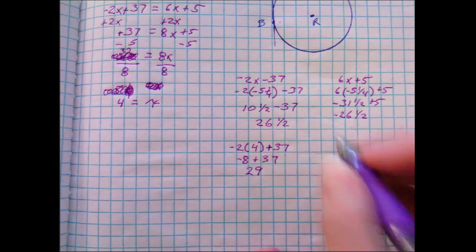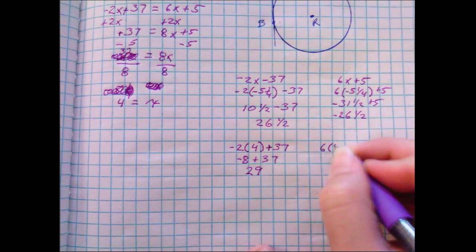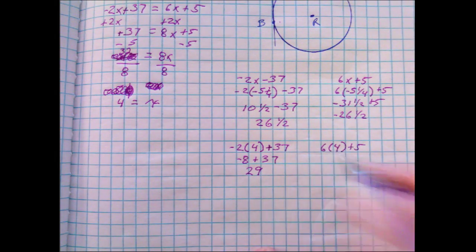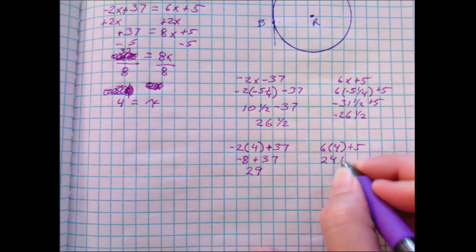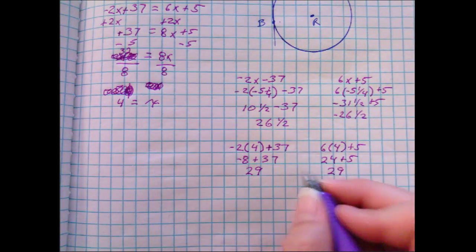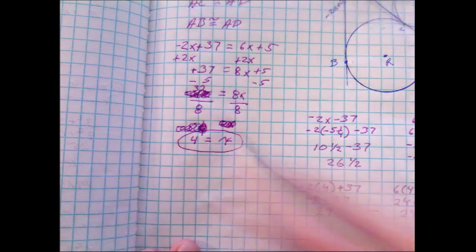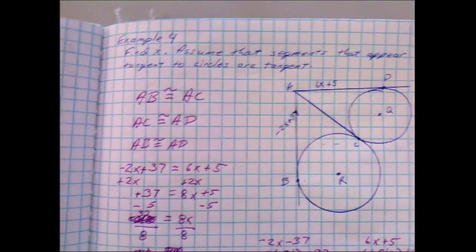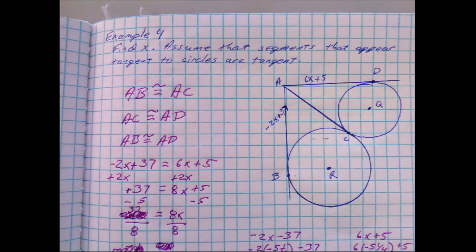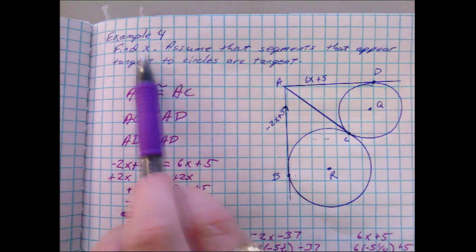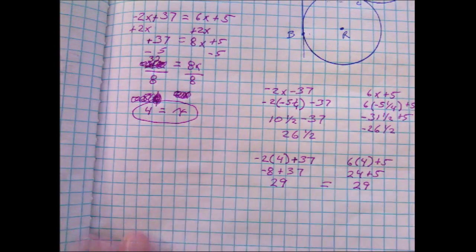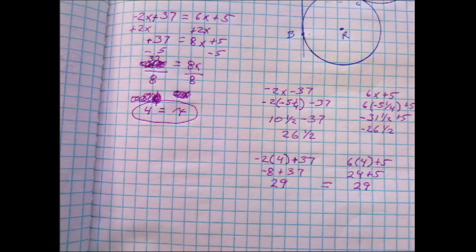So then on the other side, we had 6 times 4 plus 5. 6 times 4 is 24 plus 5 gives us 29. This time we have them being equal to each other, so we know we have the correct x value. So x equals 4. So go back up to the original problem. It says find x. Assume that the segments that appear to be tangent to the circle are tangent. So we did find x, and that's all it asked for. So we are finished with the problem. x equals 4. Okay, that is all for today, and I'll see you in class tomorrow.